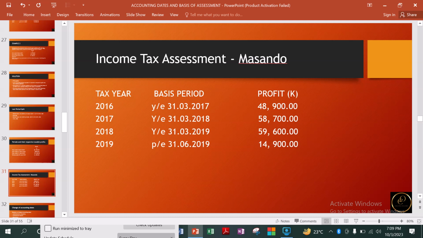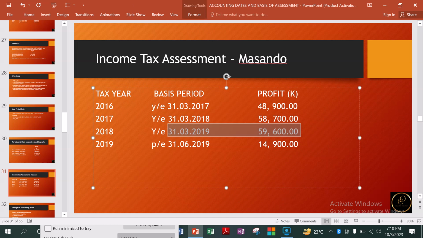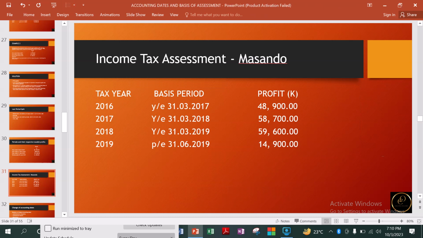Then this period ended 1st June 2019. Since it's the cessation, the rule is that this amount is supposed to be assessed in the tax year following the previous tax year of assessment. The previous tax year involving this one, which is 2018. Following 2018 is 2019. That's why you have 2019 here. That's where this one will be assessed. So that's how we answer such type of a question.